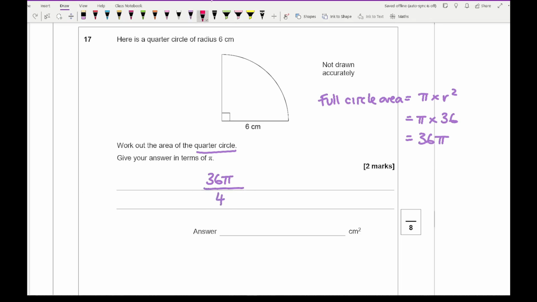Now, here I just focus on the numbers. So 36 divided by 4 is going to give me 9. So then the final answer is going to be 9 pi. So I can just cancel those down. So that's 9 and 1. So then it gives me a final answer of 9 pi.